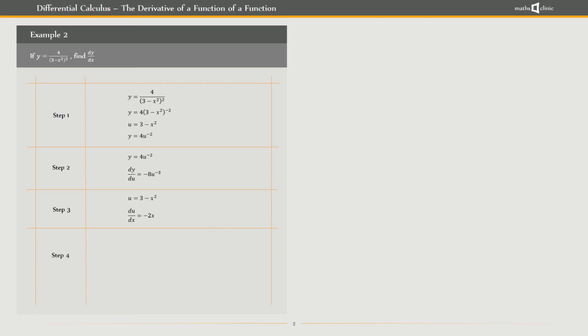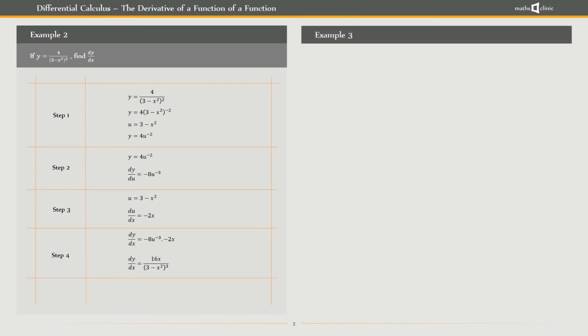And now all we have to do is multiply our two results. So we have that dy/dx is minus 8u to the power of minus 3 multiplying minus 2x. And what you have in the end is dy/dx equals 16x divided by (3 minus x squared) to the power of 3. Very simple, very straightforward. Let's move on.